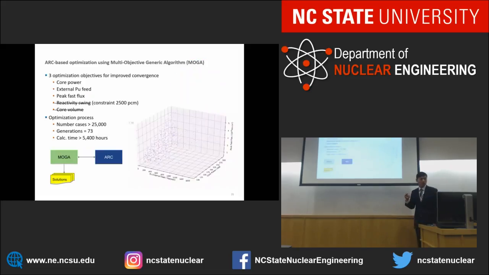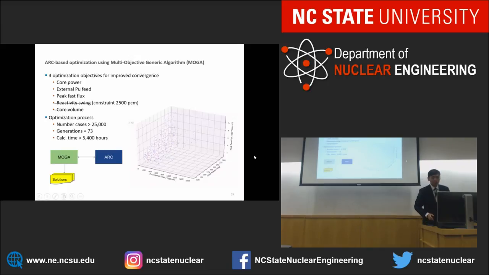So the first thing we did is, let's stay with the three objectives: core power, external plutonium feed, and peak fast flux. We want to minimize the first two. We want to maximize the third one. We remove temporarily the reactivity swing. We just put a hard limit, 2,500 PCM, and we remove the core volume. And we do the multi-objective genetic algorithm, MOGA, calculation. The evaluation, again, is done by ARC. In the end, we hope we'll find a bunch of near optimal solutions.